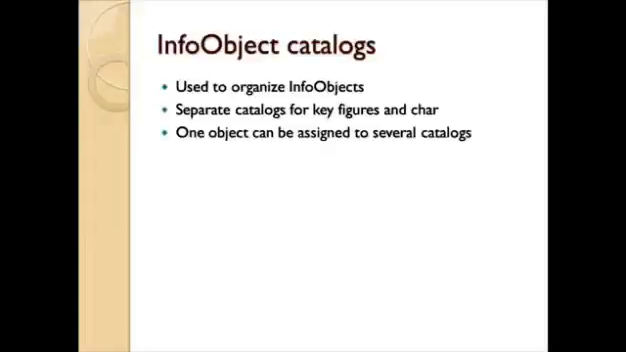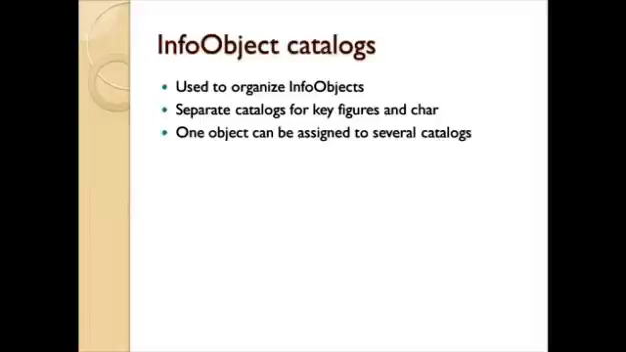So we have talked about all kinds of info objects in the system, or all the Lego pieces that are possible in the system. So the next question is, how do we organize those pieces so that they are easily identified and easily accessed? And that's the role of info object catalogs.